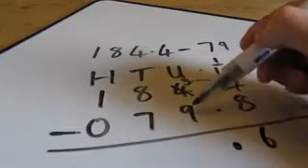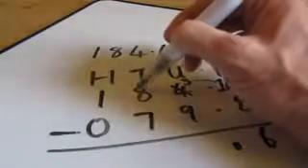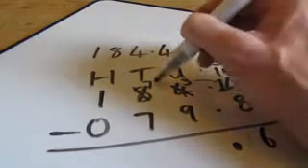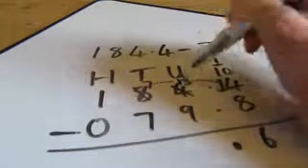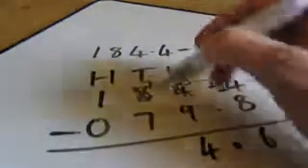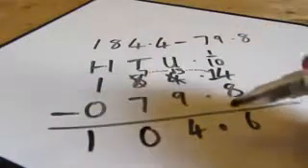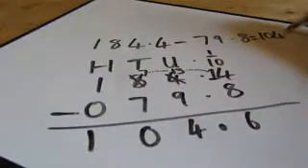3, subtract 9. The bottom number is bigger. You borrow. You borrow this time from the tens, leaving you with 7 tens. One of those tens joins the units, giving you 13 units. Subtract 9, 4. 7 subtract 7, well, that's quite a simple step, as is 1 subtract 0, giving you an answer of 104.6, as you can clearly see.